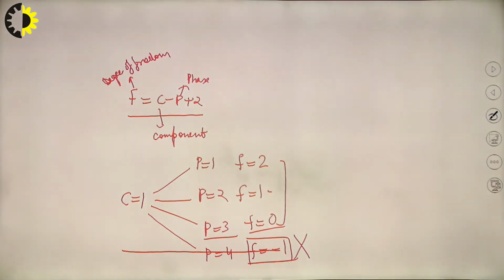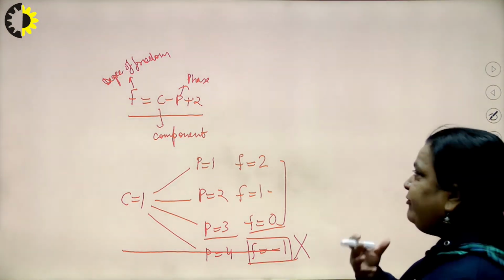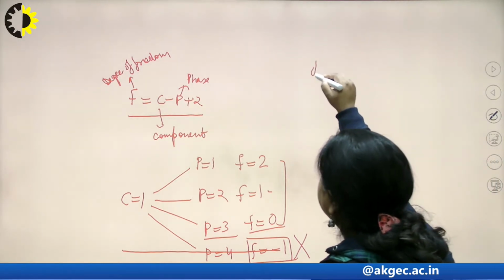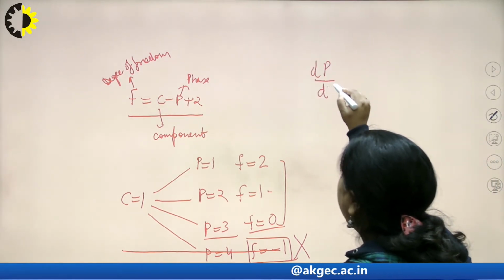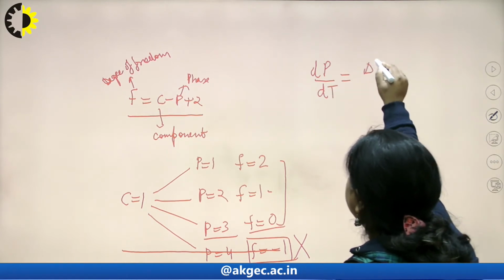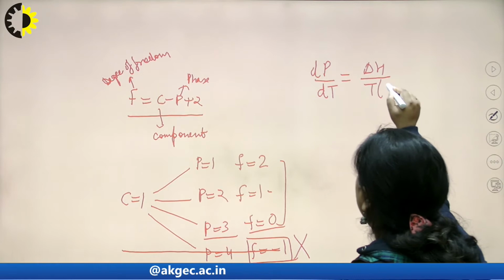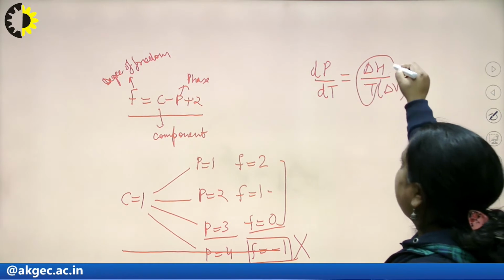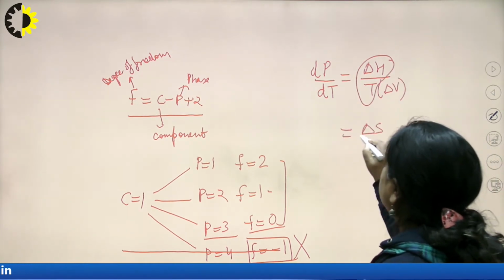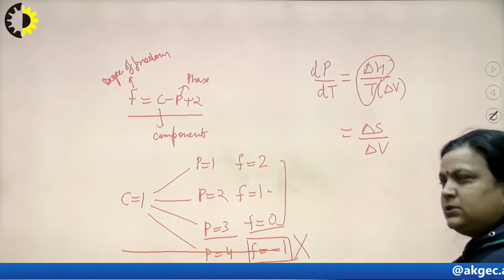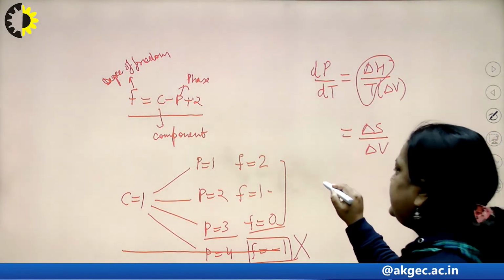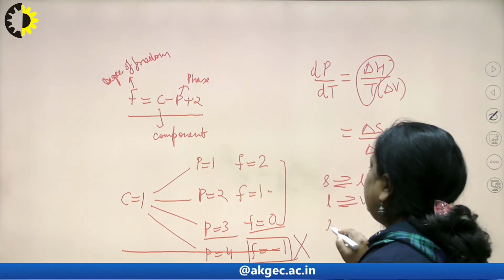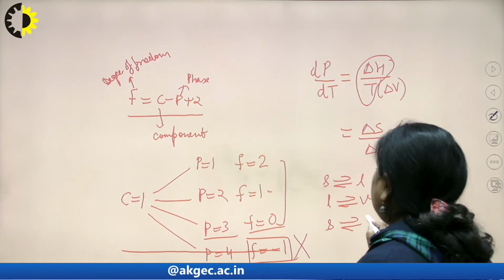Now, before we draw the phase diagram, let us check the behavior of pressure and temperature from the Clausius-Clapeyron equation, which is dP/dT = ΔH/(TΔV), where ΔV is V2 - V1. So, ΔH/T we can say is entropy change, so it is ΔS/ΔV. Since there are three equilibria: first between solid and liquid, second between liquid and vapor, and third between solid and vapor.